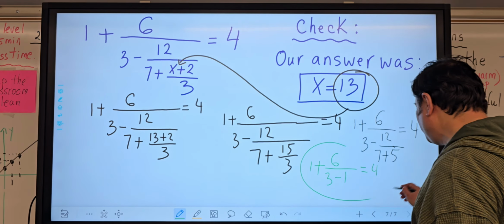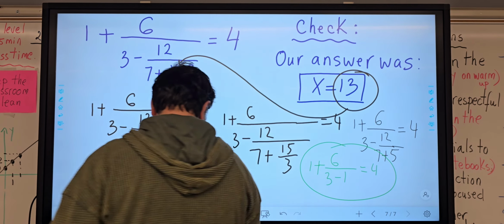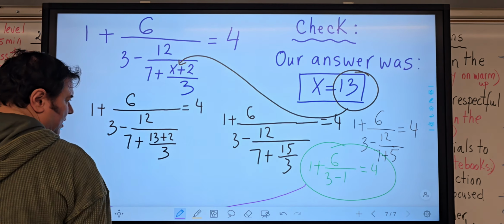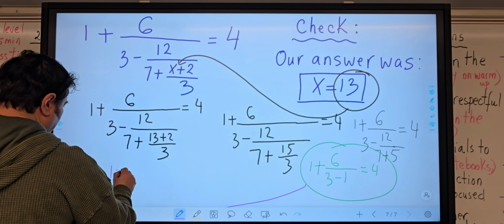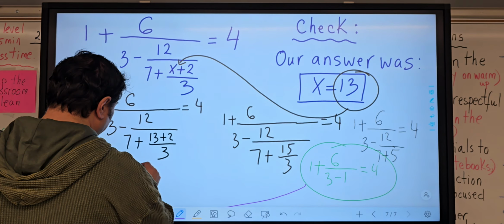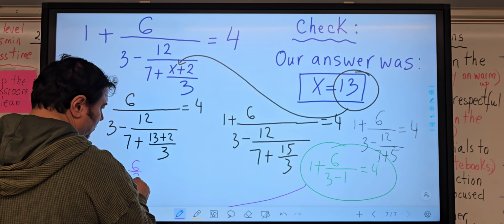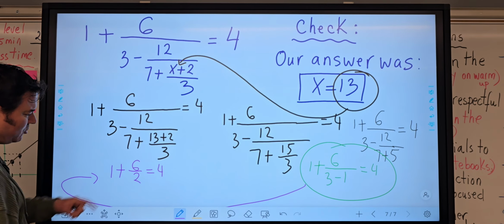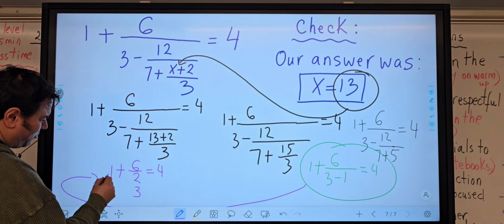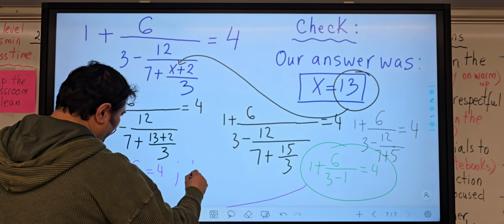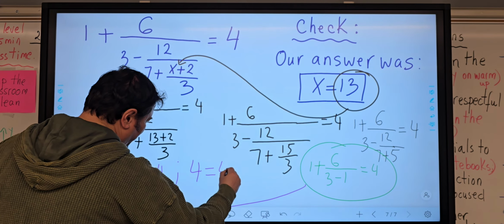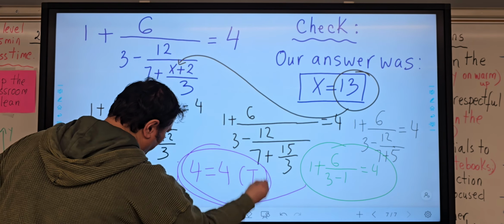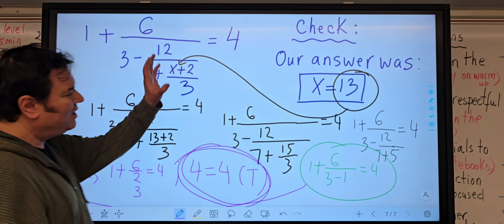And let's bring all of this work on the other side, right here. Okay, so we have 1 plus 6 over 2 equals 4. 6 divided by 2 becomes 3, right, class? And 1 plus 3 is 4. So we get 4 equals 4. And this is a true statement, right? So we are right. 4 equals 4.